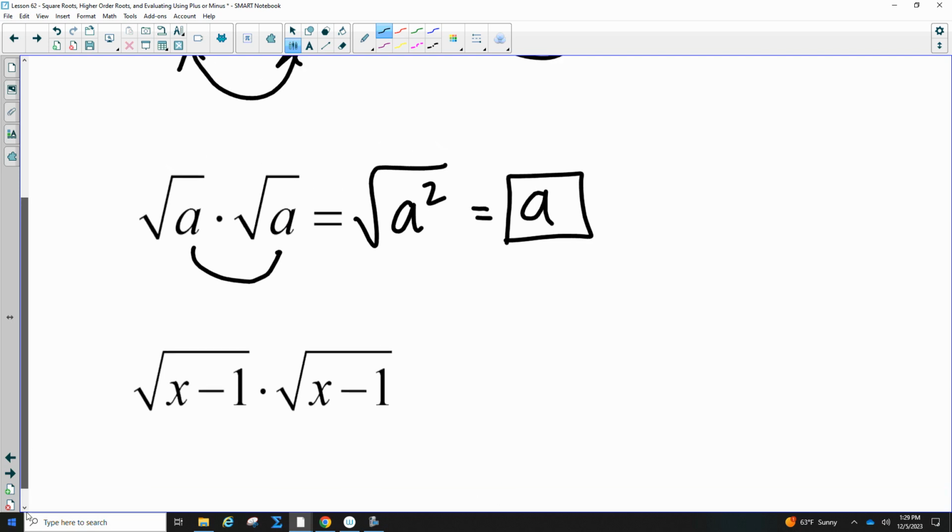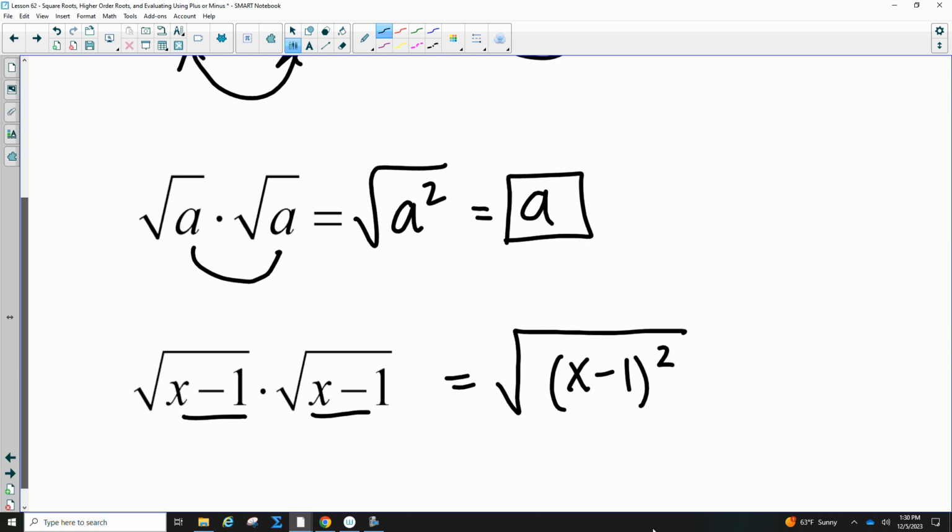All right, and right here I have the square root of x minus 1 times the square root of x minus 1. Well, if I multiply these together, it's the same thing as writing it like this, right? Without multiplying it all out, because I'm going to take the square root anyways, right? So x minus 1 times x minus 1 is just x minus 1 squared. And then I'm going to square root that lovely thing, which undoes the square. And we just get x minus 1.